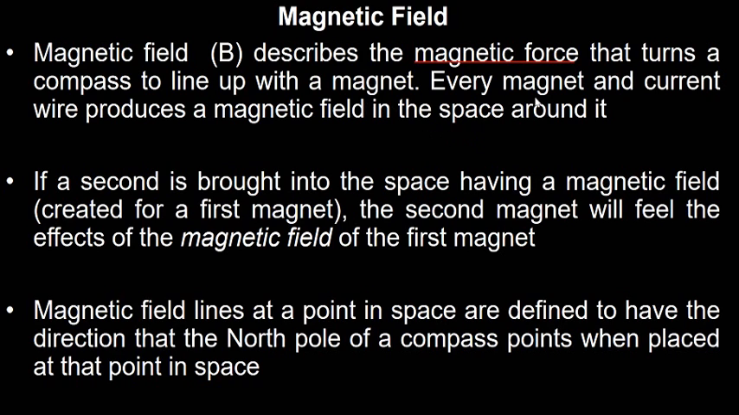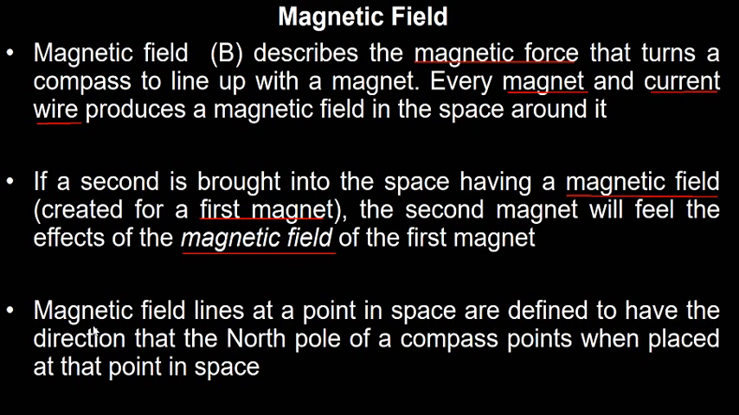And a magnetic field is present around every magnet and around every current carrying wire. If a second magnet is brought into a space having a magnetic field because of some first magnet, then the second magnet will feel a force due to the magnetic field. And the magnetic field is responsible for either pulling or pushing away the second magnet.